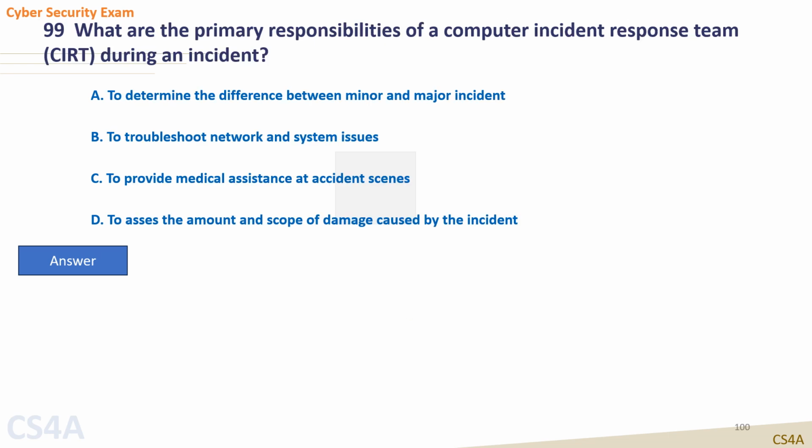So here the question is what are the primary responsibilities of the computer incident response team, CIRT, during an incident? The keyword is primary responsibility. To determine the difference between minor and major incidents, maybe to troubleshoot network and system issues? No. To provide medical assistance to accident scene? This is also not the correct one. To assess the amount and scope of damage caused by the incidents. This is the primary responsibility of CIRT. So the answer is D.